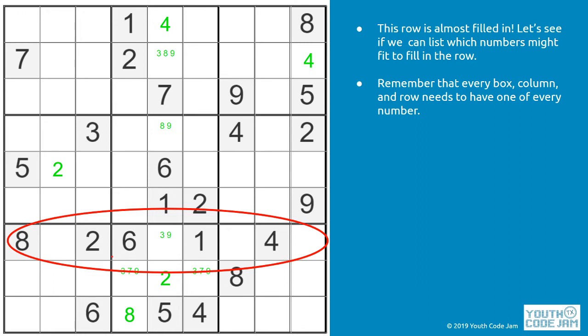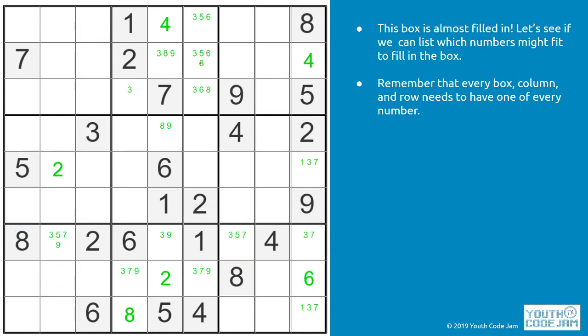This box already has a 7. Let's look at the number 8. We could have a number 8 here, here, or here. Not here because there's already an 8 in this row, and not here because there's already an 8 in this column. So the only places where we might have an 8 are here, here, and here. And we added in our little 8s.